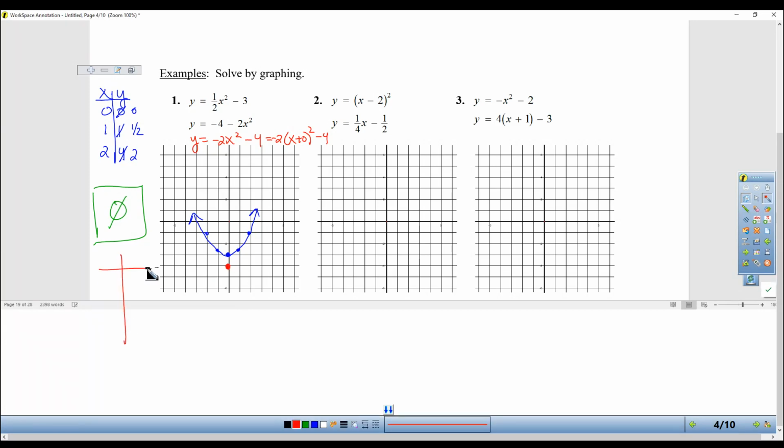So instead of 0, 0, 1, 1, 2, 4, I'm going to multiply by -2, which means if this is my 0, 0, I'm going to go 1, 2. And I can't do the 2, 8. But I want you to see it's a very skinny parabola. That was so bad. Very skinny parabola.